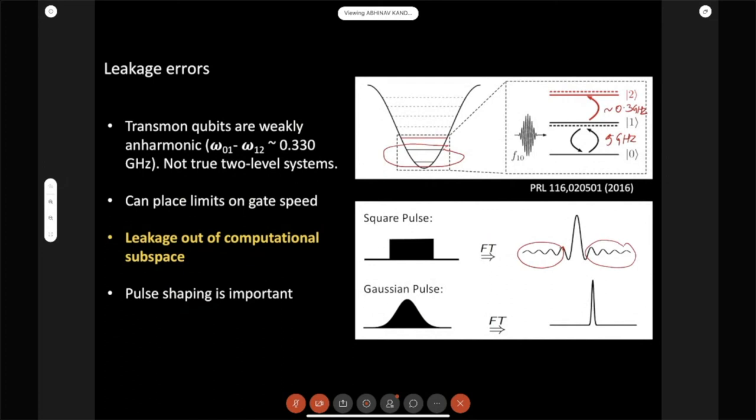So one game to play is, you can do some very simple pulse shaping from square pulses. You can go to Gaussian pulses, and then if you look at the Fourier transform of that, it's much narrower. And then you can suppress a lot of the frequency components beyond the frequency that you care about. So pulse shaping becomes important, and these are all games that you can play with tools like OpenPulse that you've been introduced to. This is an important limitation for gate speed, particularly in the transmon game.